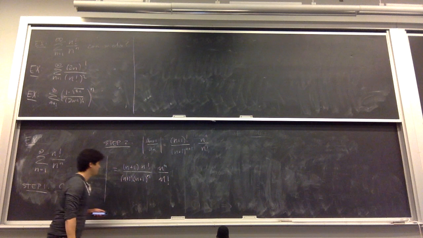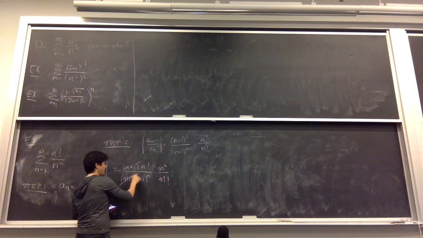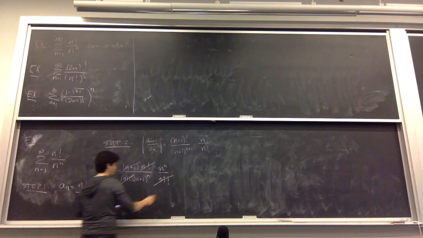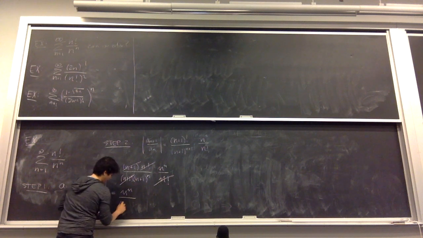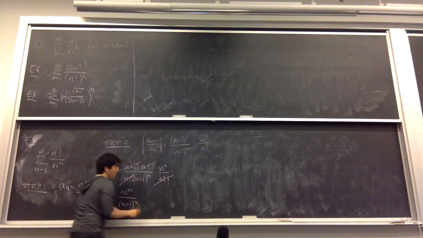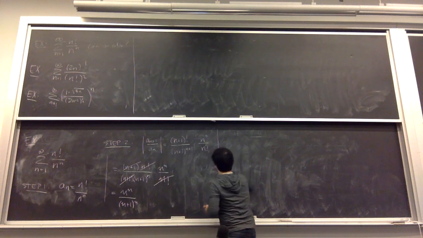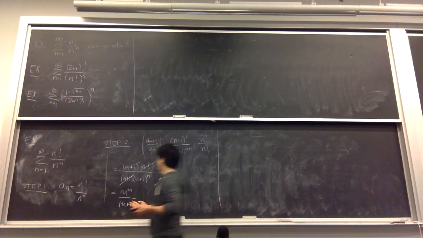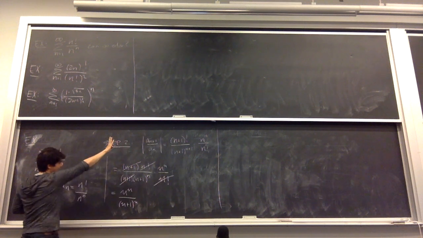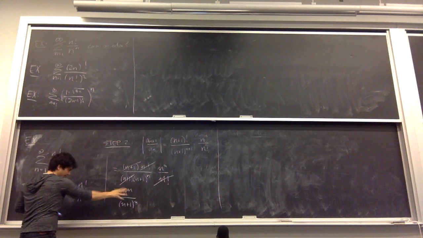So what cancellations do we get here? Well, we get this n+1 and this n+1, and this n factorial and this n factorial. So in the end, we're left with n to the power of n over (n+1) to the power of n. Now, this is something that even I screw up all the time, so don't be like me, do it properly. So we've simplified the absolute value of a_(n+1) over a_n to this.